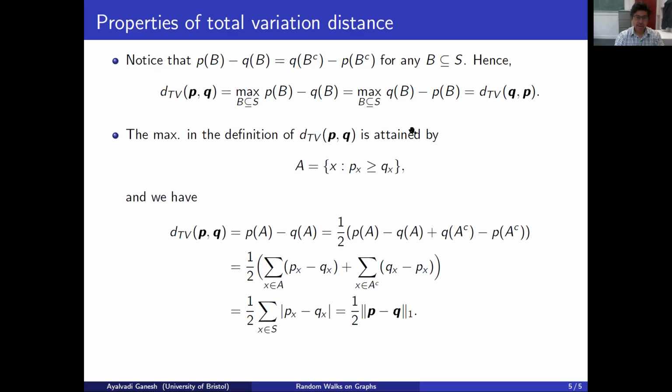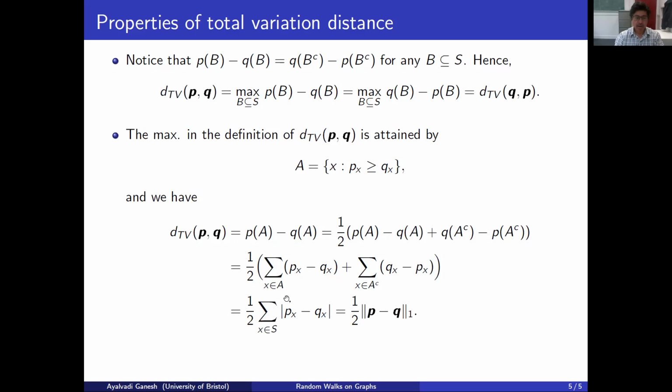And as we saw in the example, the maximum is attained by taking all those elements x for which the mass function of P at x is at least as big as that of Q at x. And from this, we can write the total variation distance. So this is a set A which attains the maximum. So it's PA minus QA. And as we saw, this is the same as Q of A complement minus P of A complement. So if we add the same thing twice, we divide by half, we get the same total.